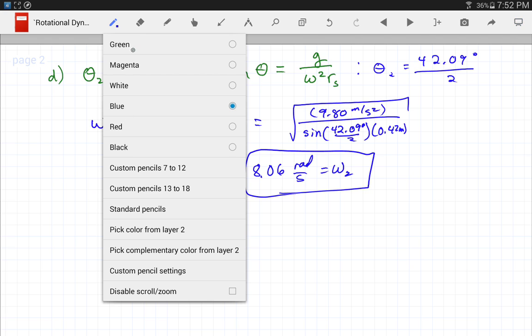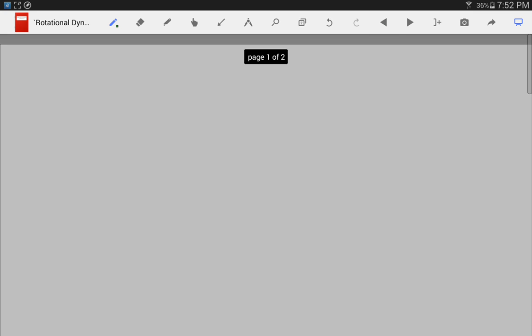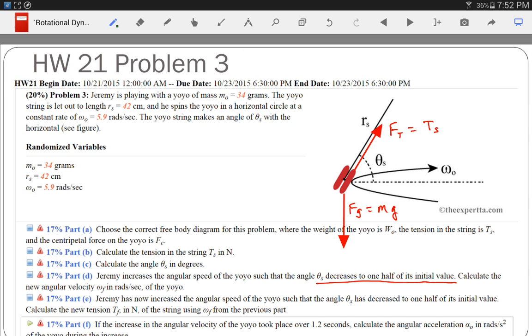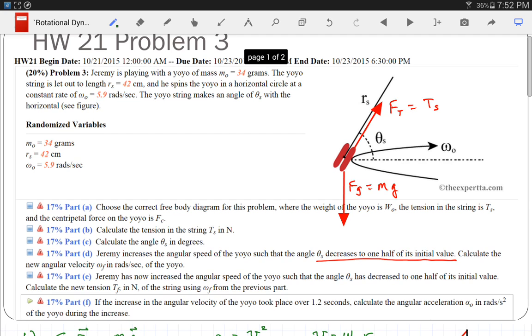Okay, moving on to part E. So looking back at the problem, part E says that Jeremy now has increased the angular speed of the yo-yo such that theta s has decreased to 1/2 of its initial value, same as what I just did. Calculate the new tension on the string using the omega that I got from the previous part.